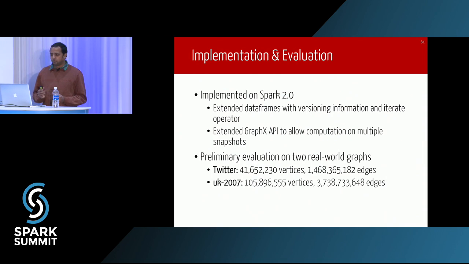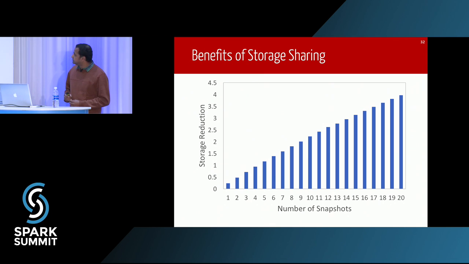Okay, I want to briefly talk about preliminary evaluations that we have done on Tegra and see how it works. We have tried it on 2 data sets that are available as open source, the Twitter data set and also the UK web data set. The first experiment that I am showing here is showing the benefits of sharing the storage on increasing number of snapshots in the system. So in the x-axis, I have the number of snapshots that the system is storing, and the y-axis is the storage reduction.